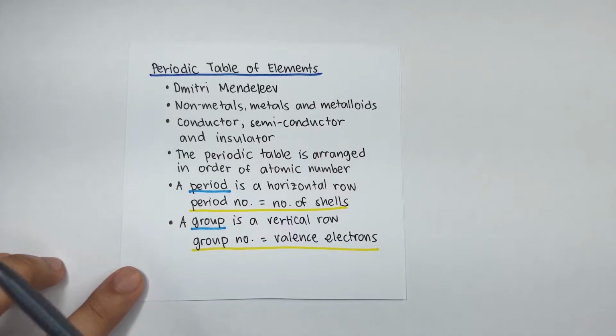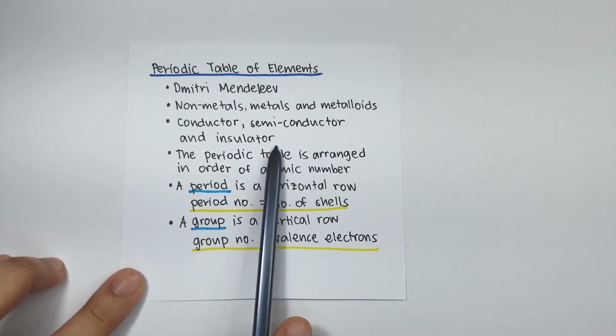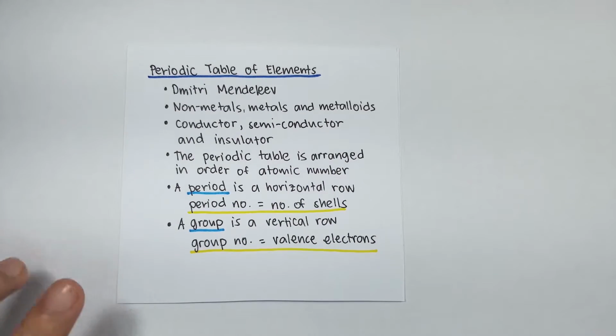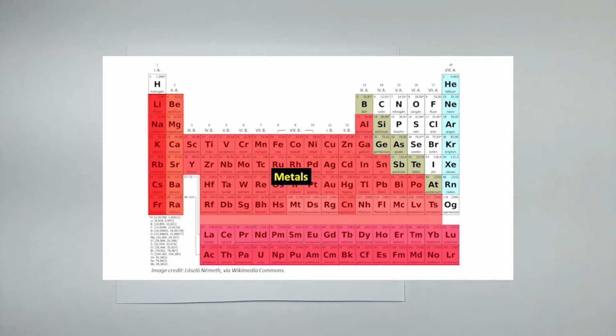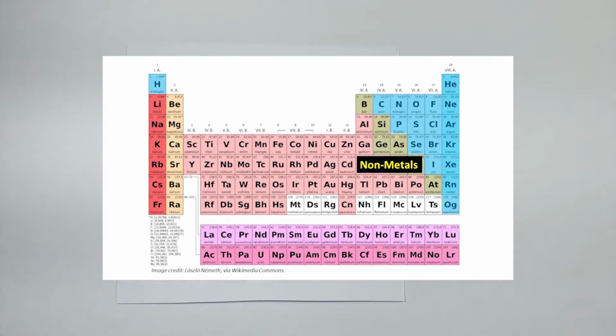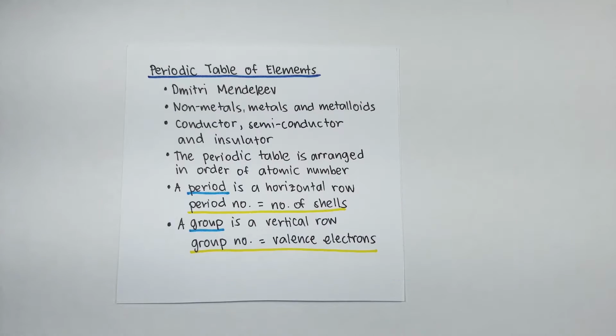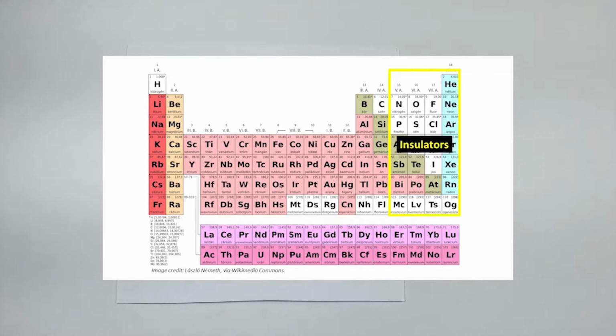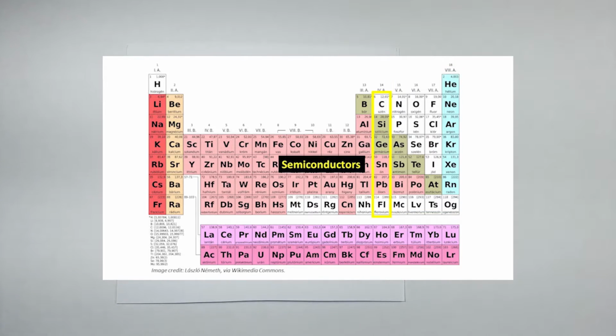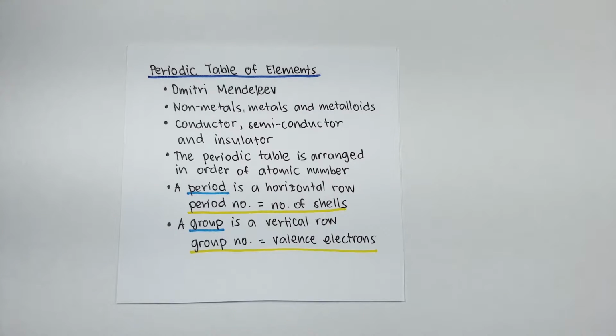Okay? The periodic table is arranged in order of atomic number, so basic. And these are the metals, the non-metals, and in between are the metalloids. Next, these are conductors, these are insulators, and in between are semiconductors. So as you can see, our silicon and germanium are under both metalloids and semiconductors. Okay?